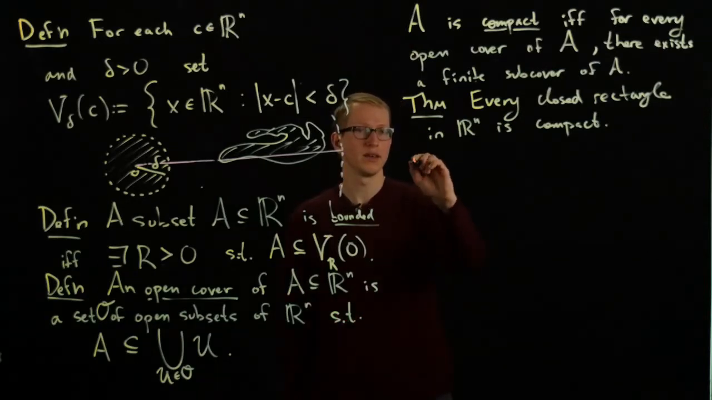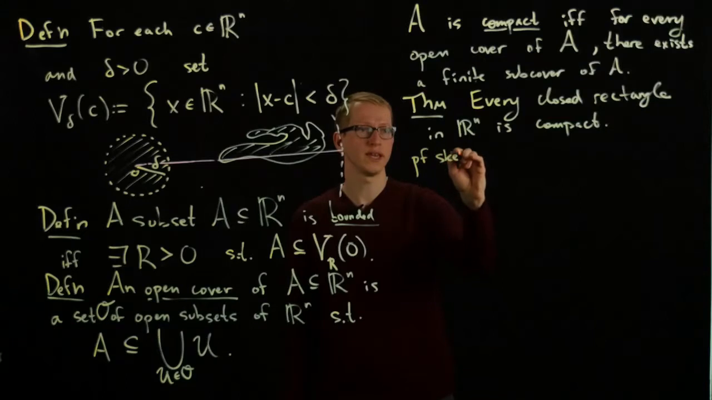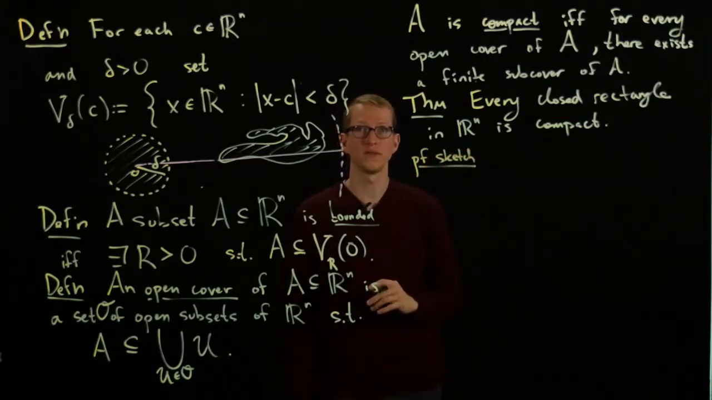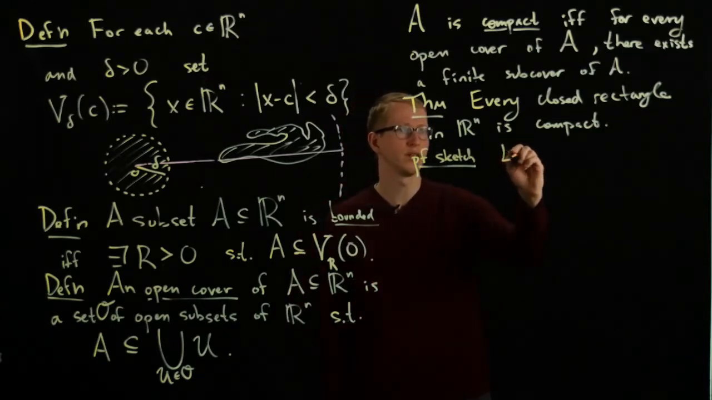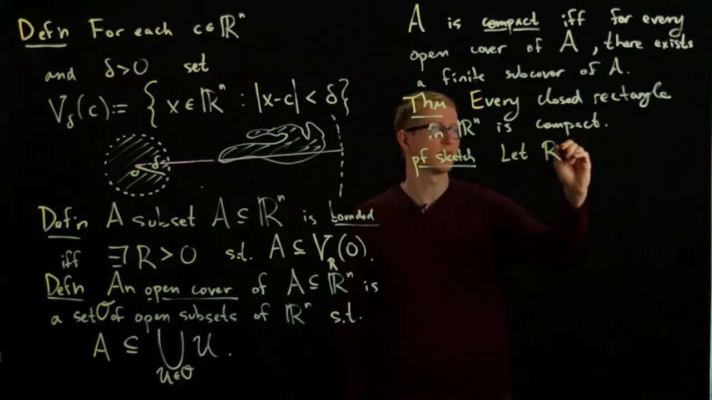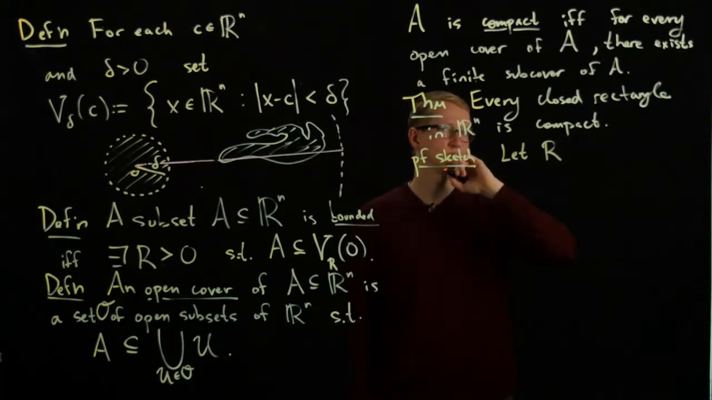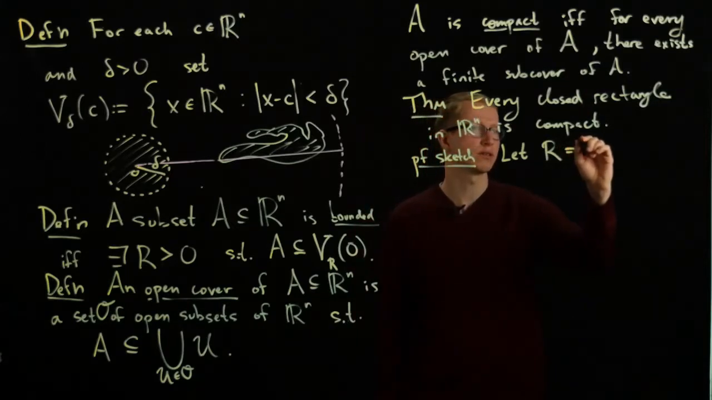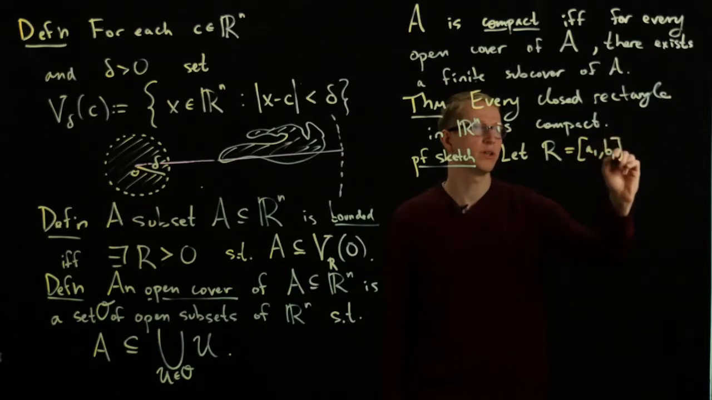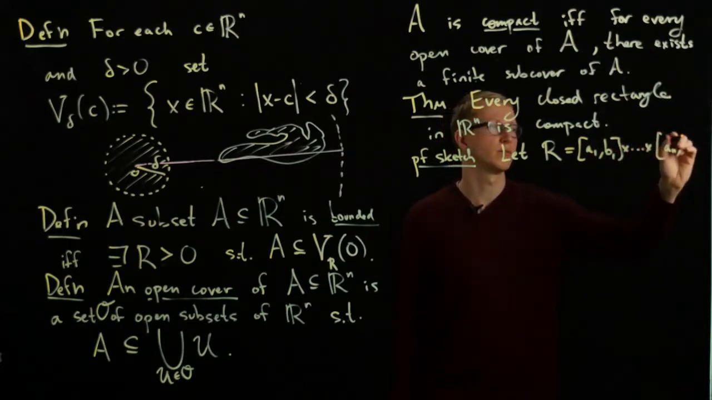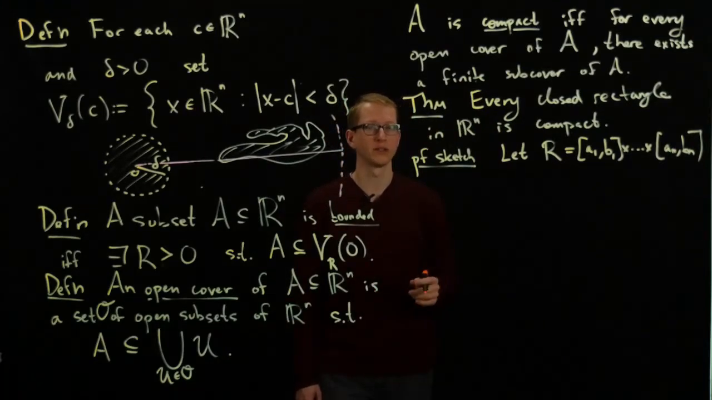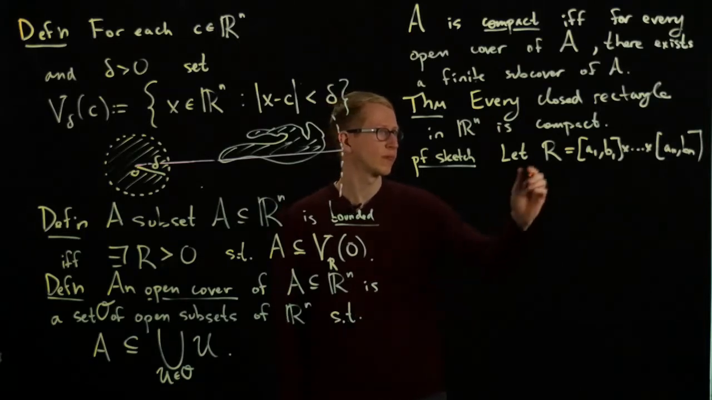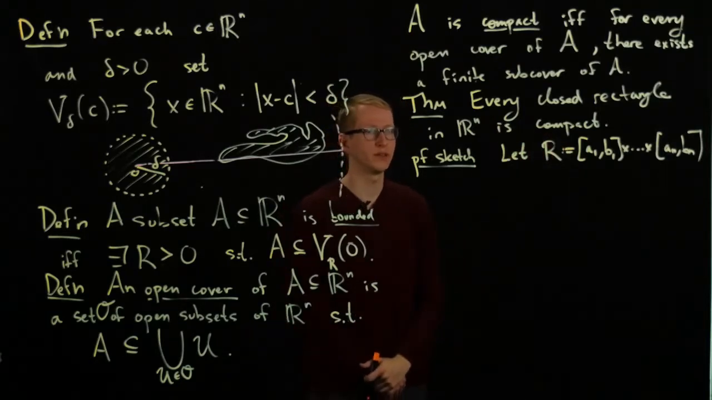So instead of giving the proof, I'll give a proof sketch. And this will just give you the idea of how to think about one way to prove this. So first, we should set some notation. Let's say R is our closed rectangle. I'm not necessarily sure if we need to know exactly the form that R is in, but let's write it just in case. It's of the form [a1, b1] cross all the way up to [an, bn], for some real numbers ai, bi, where ai is less than or equal to bi for all i. So this is our closed rectangle.